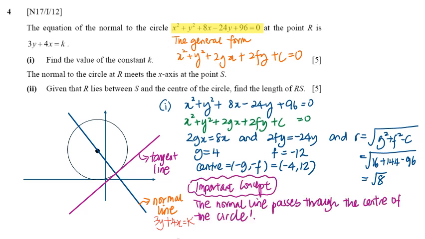Right. So there's an important concept. I've also mentioned it earlier, that your normal line actually passes through the center of the circle. So in other words, the center of the circle actually lies on your normal line. So that's an important concept because I can actually substitute x equals -4 and y equals 12 into the equation of the normal line to find the unknown k.